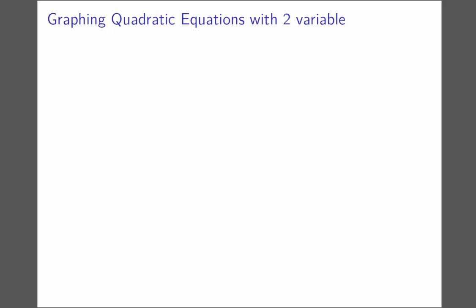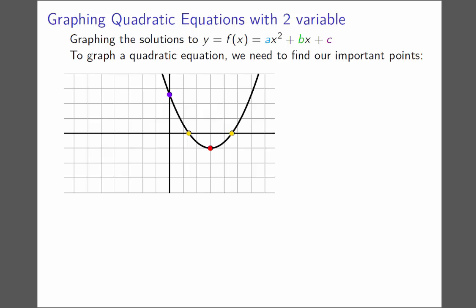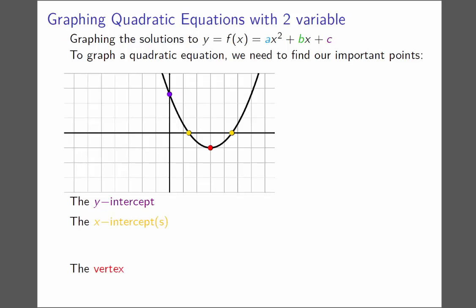Now let's bring what we found back to graphing solutions of y equals ax squared plus bx plus c, which we can also think of as the function f of x. To graph this quadratic equation, we need to find these important points that we saw: the y-intercept, the x-intercepts, and the vertex.